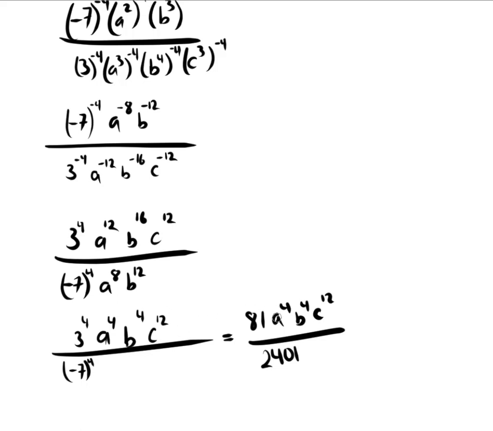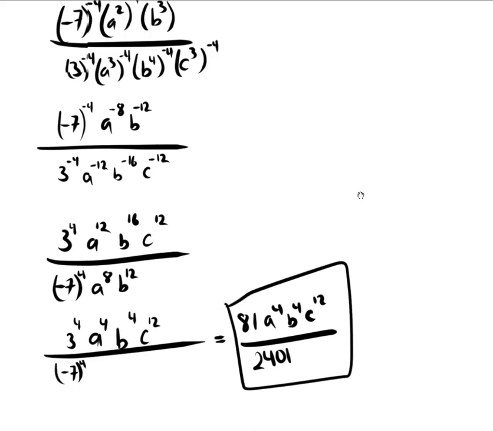So we have, let's see, 81 a to the 4th, b to the 4th, c to the 12th, all over 2,401. I got it right. It feels so good to get it right. I love it. Hey, I told you I was doing these with you guys. Of course, I get stuff wrong sometimes, but not very often, but sometimes.